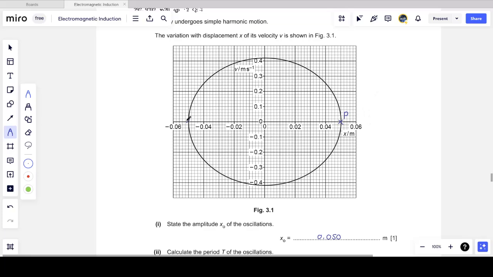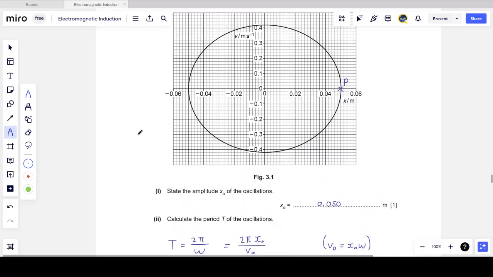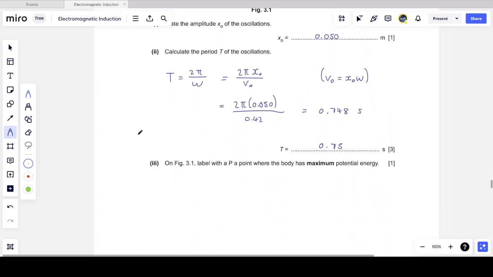Another possible point for P could be here, in the opposite direction. So above or below equilibrium, or to the left or to the right of equilibrium, either way. So that's the point P where there would be maximum potential energy. They only asked us for 1, so I'm only going to mark 1. If you mark 2, you are very likely to make a mistake of contradicting yourself, or writing one correct and one incorrect answer, in which case you will not score the mark. So be very wary. Only answer what you are expected to answer.